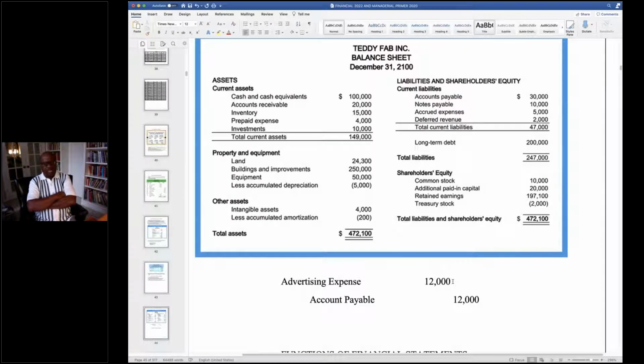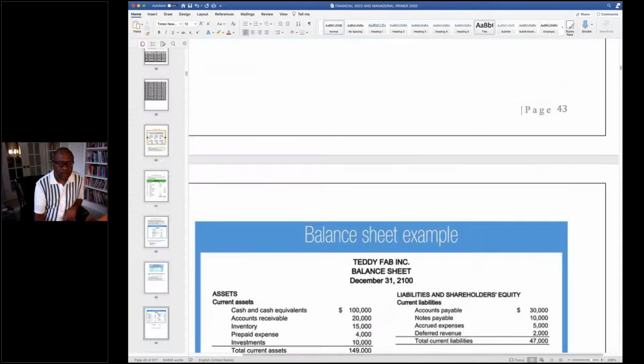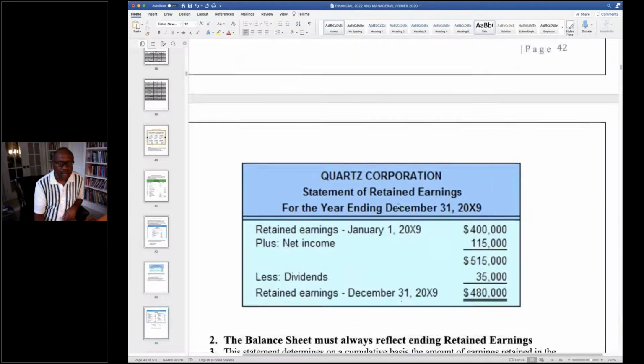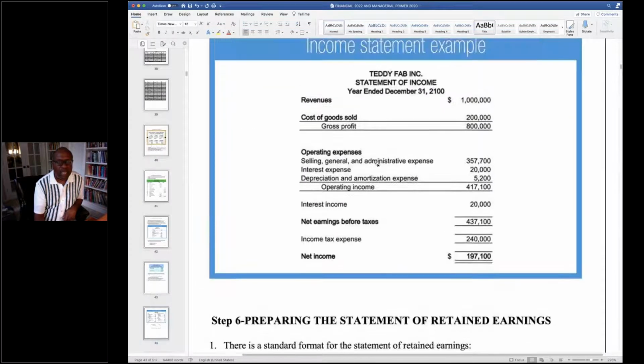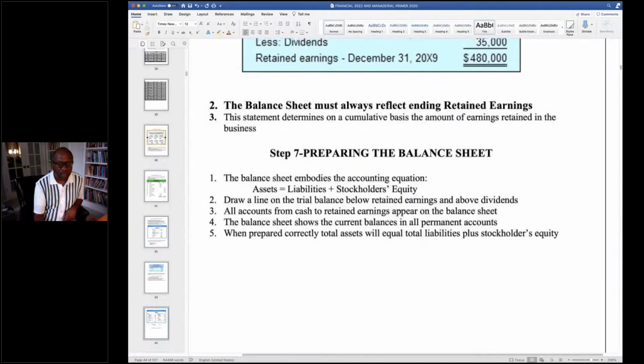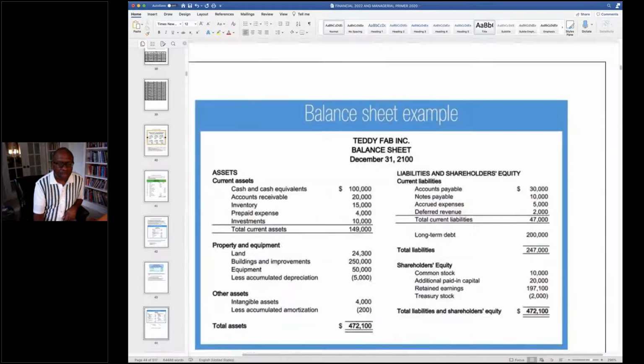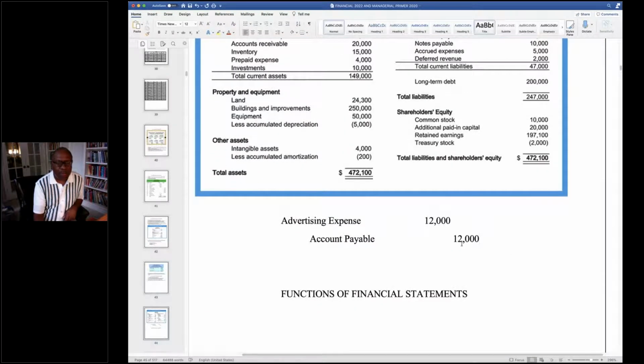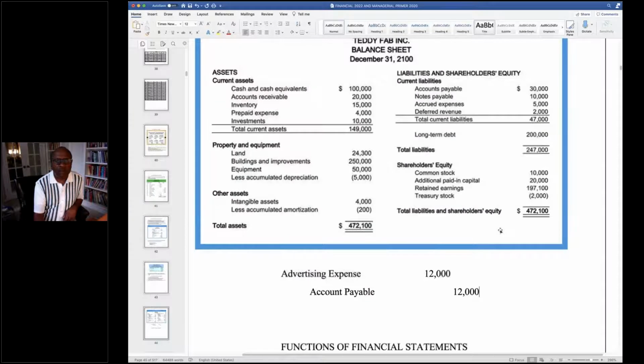So let's look at what has happened. We have an expense, advertising expense, 12,000. That account is going to be on the income statement. So we would stick it in here somewhere. Let's assume that it is in the selling, general, and administrative expenses. The liability is here.